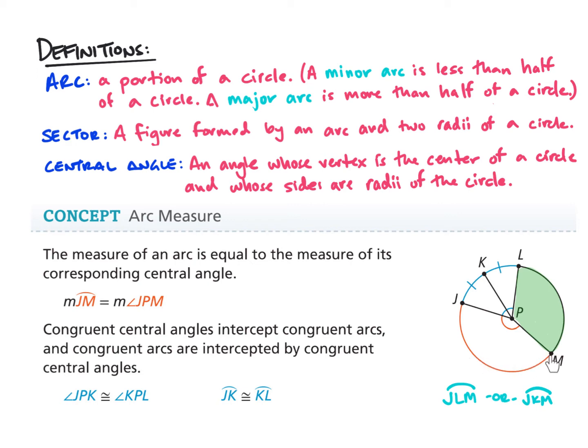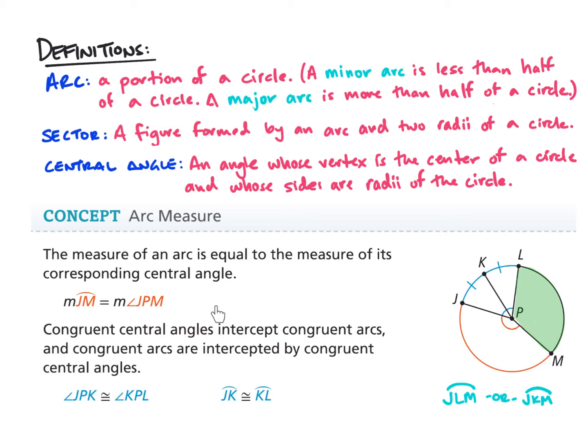If the arc was 1/3 of the circle, and arc JM here looks like it's almost about 1/3 of the circle, maybe a little bit more. Maybe arc LM is closer to 1/3. But in any case, if it was 1/3 of the circle, then it would have a measure of 120 degrees. Really, when we want to figure out the measure of an arc, we're going to look at the corresponding central angle that would create that arc.